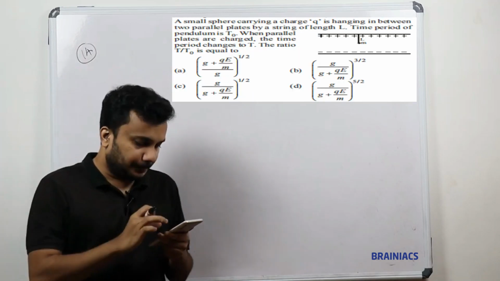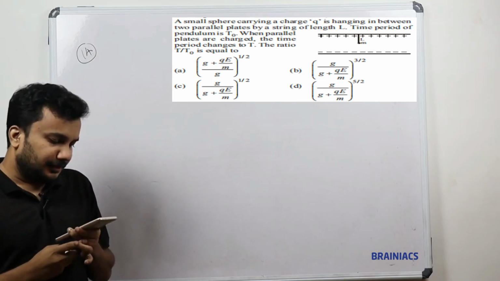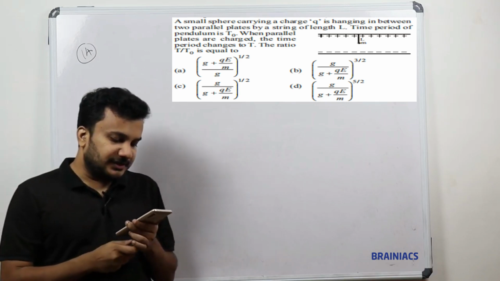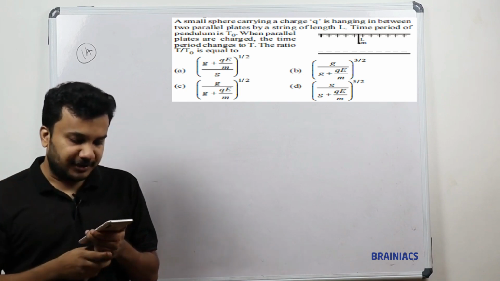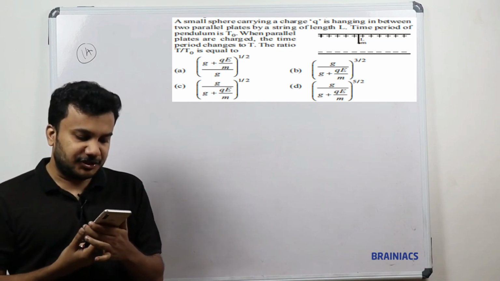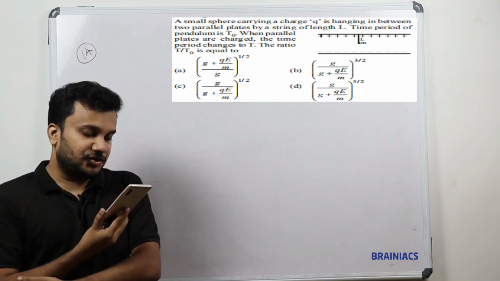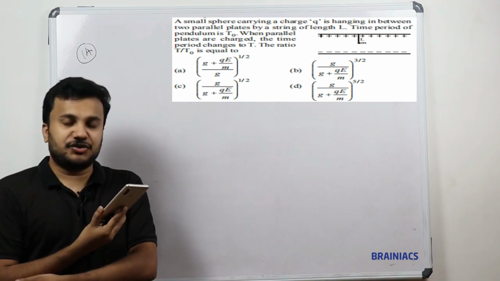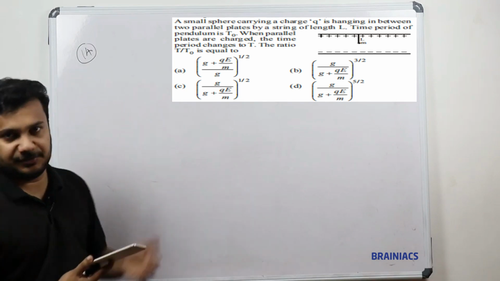14th question. A small sphere carrying a charge Q is hanging between two parallel plates by a string of length L. The time period of the pendulum is T0. When the parallel plates are charged, the time period changes to capital T. The ratio of T by T0 is equal to. This was the question given.